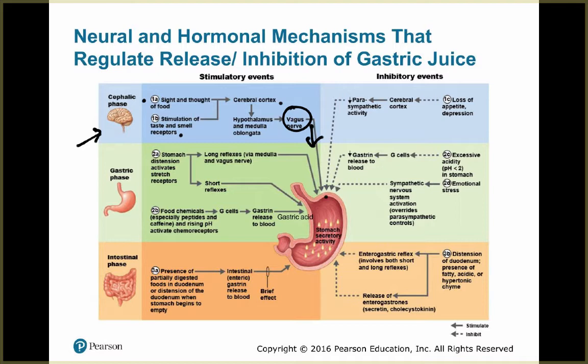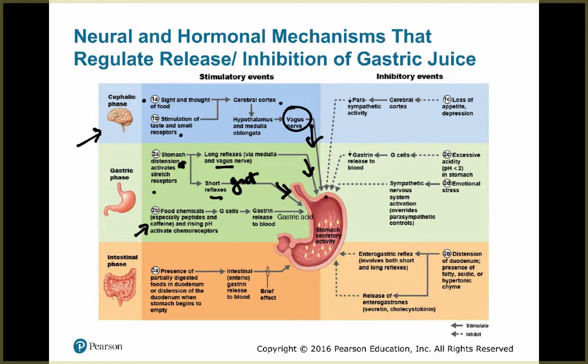Once that happens, you can see on here the gastric phase. Your stomach actually starts to stretch, that distension. I think I said swallow earlier, but I meant to say stretch. It activates those stretch receptors, and your long reflex, which is through the medulla and vagus nerve again, so we're looking at the brain, will go in there and activate gastric juice production. And then the short reflex, which is the gut brain, will come in there and activate that as well. The second thing that's important on there are food chemicals like peptides and caffeine.